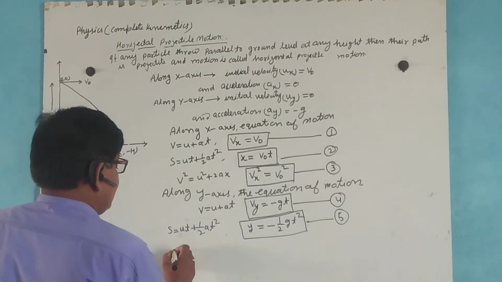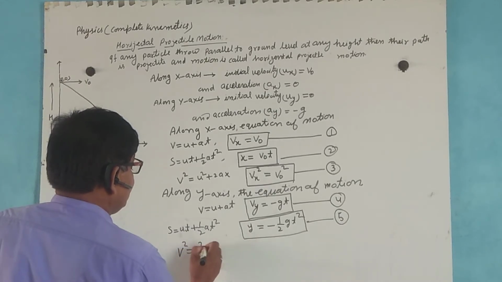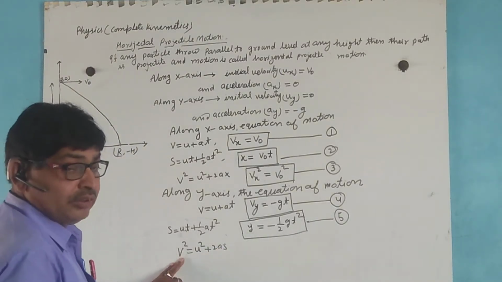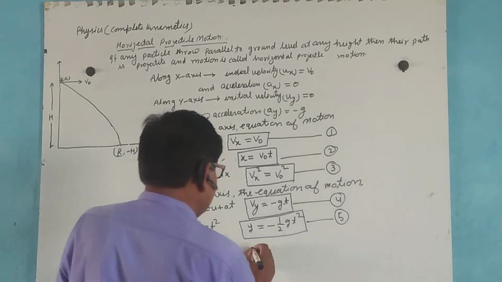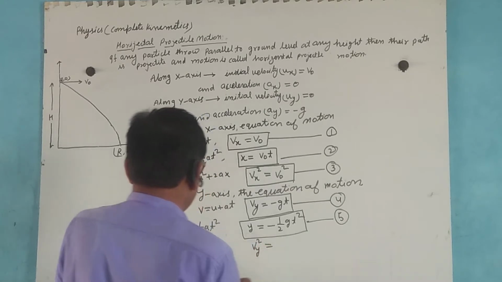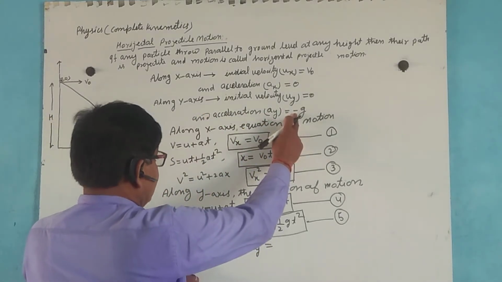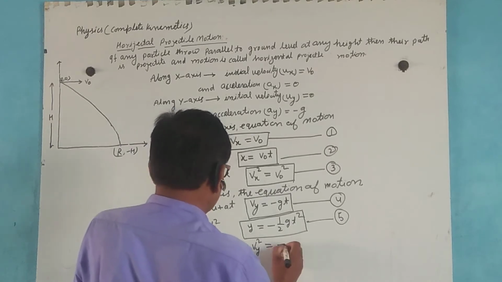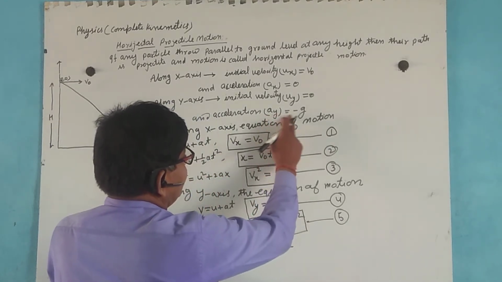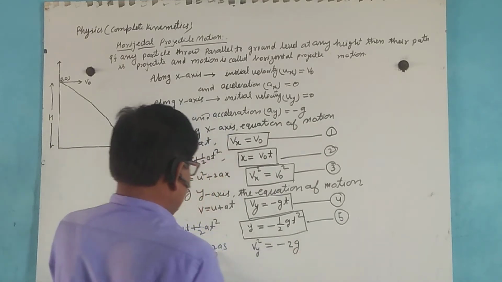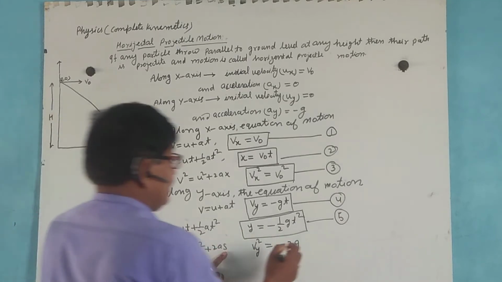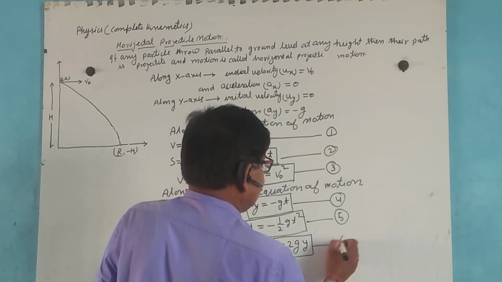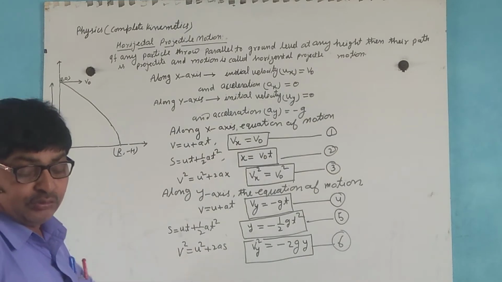Now the third equation of motion, v square equal to u square plus 2as, becomes vy square, the v along y, equal to uy square, and uy is equal to 0, so this becomes 0, plus 2 times a replaced by ay, which is minus g, and s the displacement along y. So vy square is equal to minus 2g y. This is the sixth equation of motion.